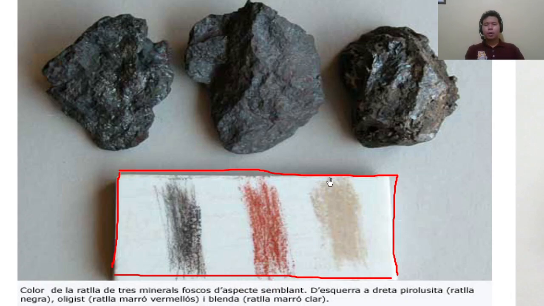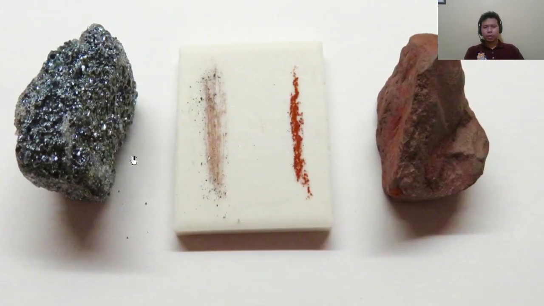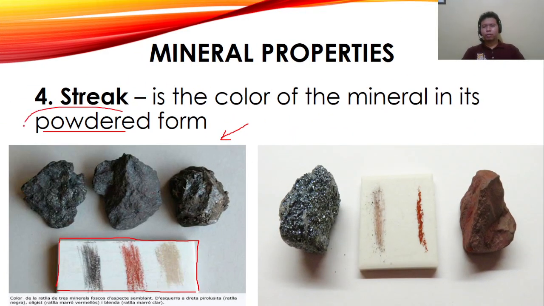So here the streak shows the real color of a mineral in its powdered form. It's different from the whole mineral. Once we scratch it on a streak plate, it provides its real color in powdered form. So this is streak: the color of a mineral in its powdered form.